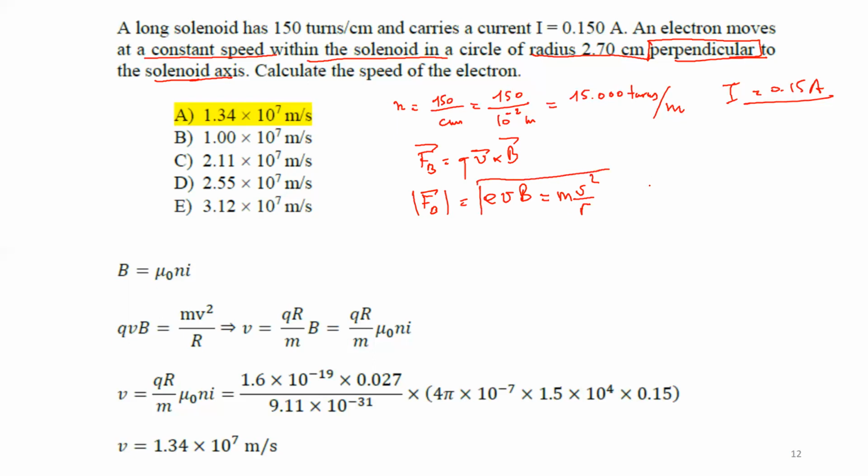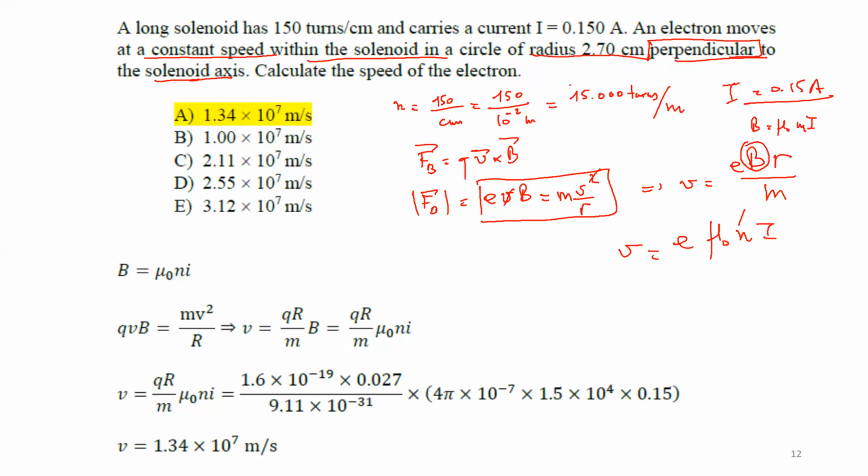Okay? So if I solve these two equations, what do I find? I find that v is equal to, so you simplify here, of course, e B r divided by m. But what is this B? This B is a B created by a solenoid. B is just mu naught n I. So v will be e mu naught n I r, n is the number of turns per meter, divided by the mass of the electron.